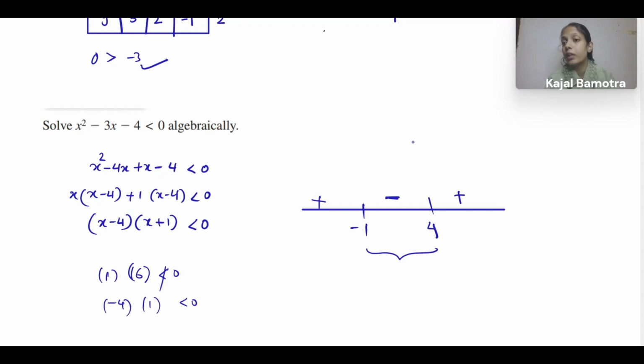So that is your answer. Your answer is negative 1 to 4. Because it is a strictly less than inequality, I choose open brackets. If it is an equal to, then I will choose a closed bracket. Okay. This question is done.